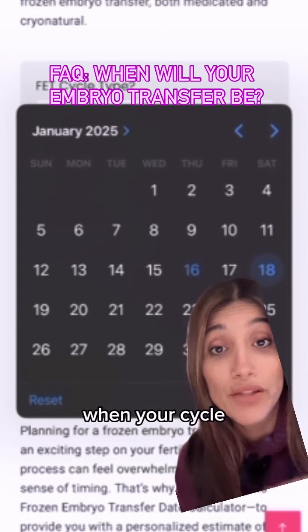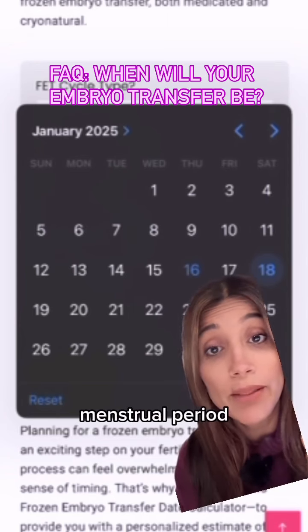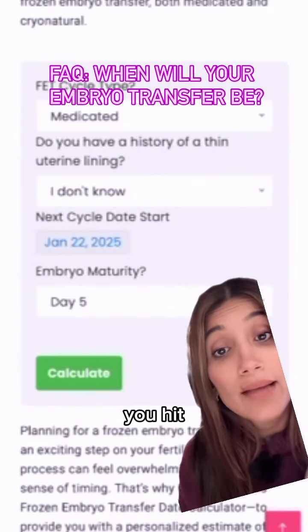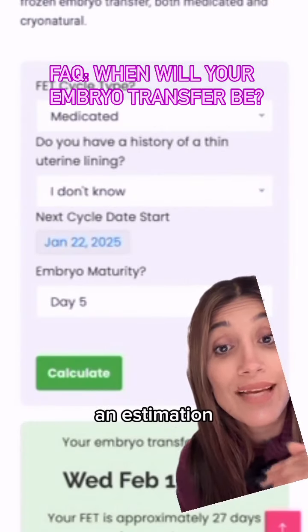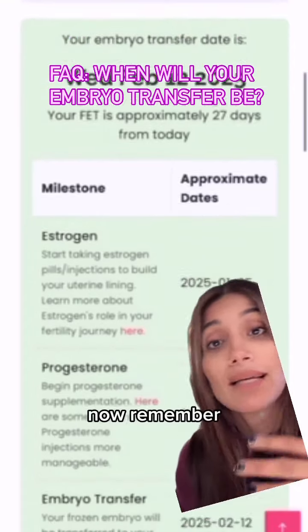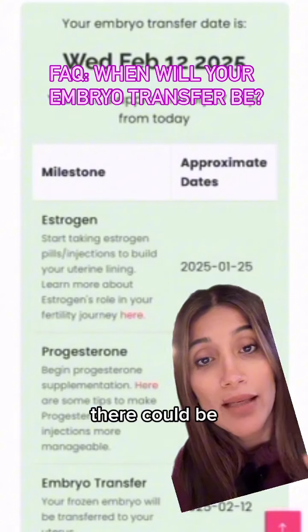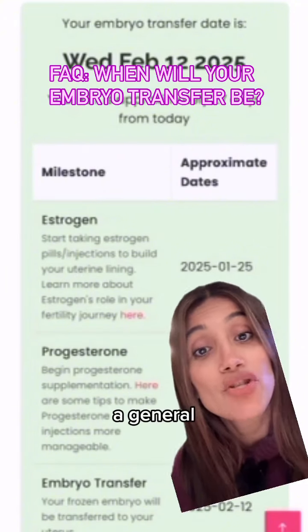Then you're going to click off when your cycle is starting, whether it's based on your last menstrual period or when you're going to be taken off of the pill by your clinic. And then you hit calculate, and it's going to tell you an estimation of when your transfer could fall. Now remember, this is subject to change. Always talk to your doctor, to your clinic. There could be slight variations, but this is going to give you a general timeline.